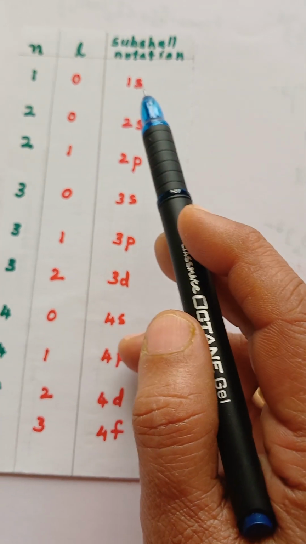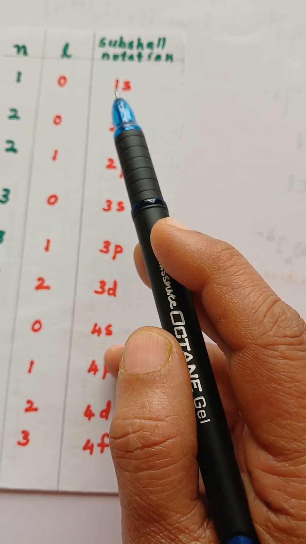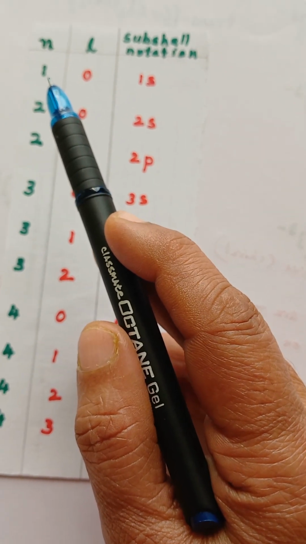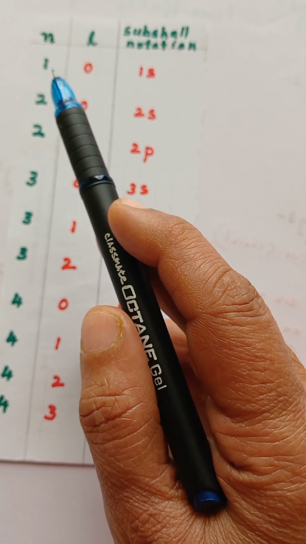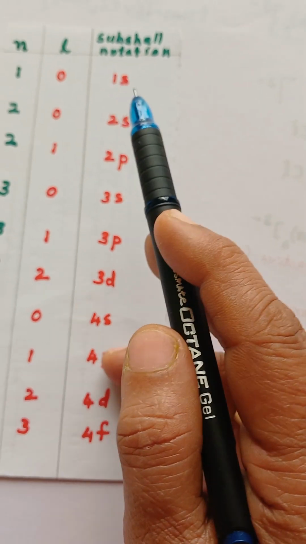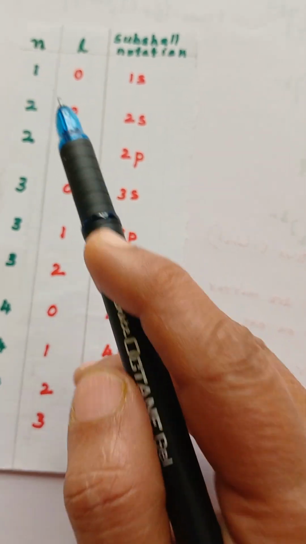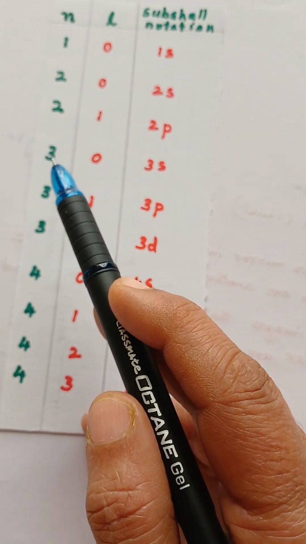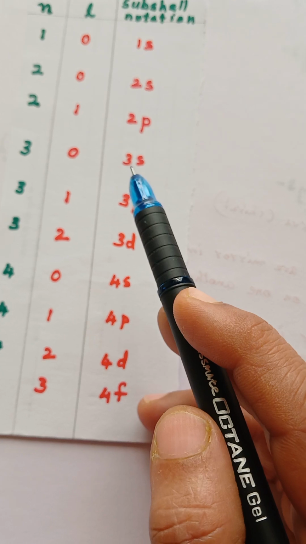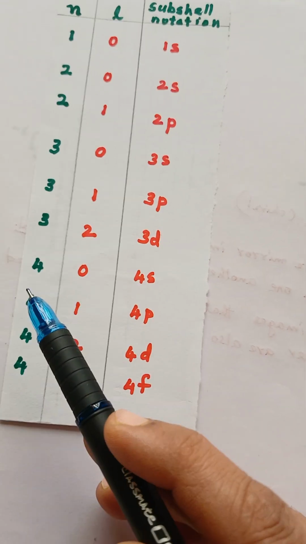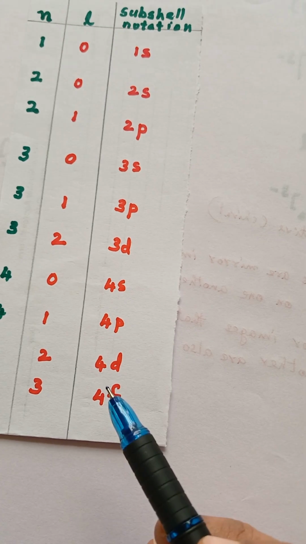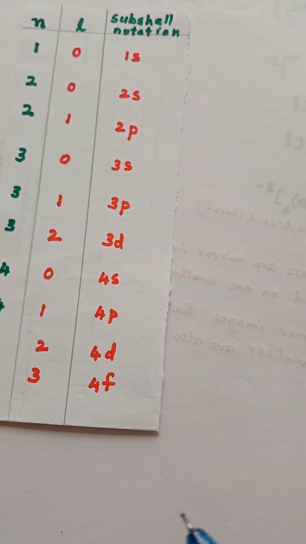So the number of subshells will depend on n, the principal quantum number. If n is 1, it can have only one subshell. If n is 2, it can have two subshells, 2s and 2p. If n is 3, it can have three subshells, 3s, 3p, 3d. If n is 4, it can have four subshells, 4s, 4p, 4d, 4f, etc.